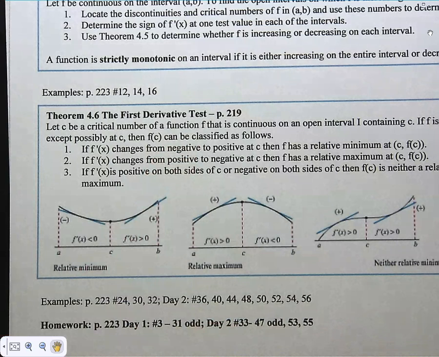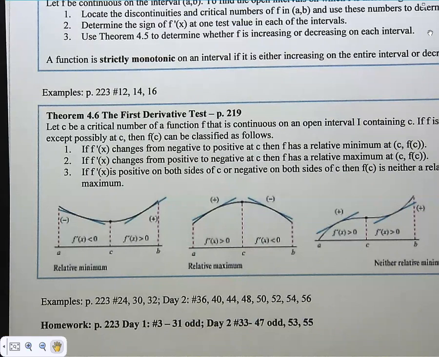If the derivative changes from negative to positive at C, then the function has a relative max at C. If the function changes from positive to negative at C, then the function has, I said the wrong thing, didn't I? Yep. Okay. If the function changes from negative to positive, then the function has a relative minimum at C. If the derivative changes from positive to negative, then the function has a relative max at C. If f prime of x is positive on both sides or negative on both sides of C, then f of C is neither a relative max or min.